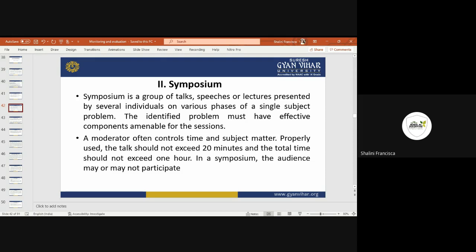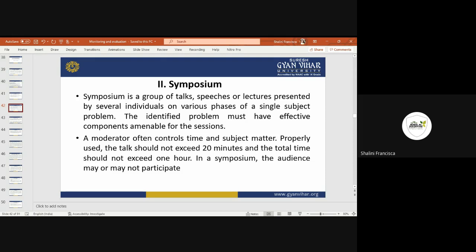The identified problem may have an effective component embedded for the session. A moderator often controls time and subject matter. Properly used, each talk should not exceed 20 minutes and the total time should not exceed 1 hour. In a symposium, the audience may or may not participate.